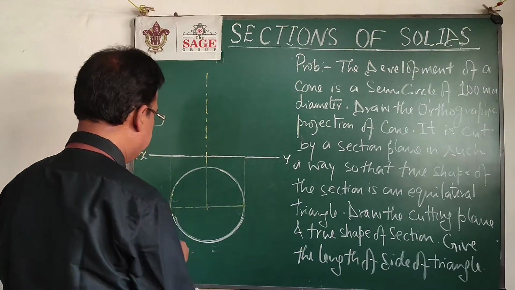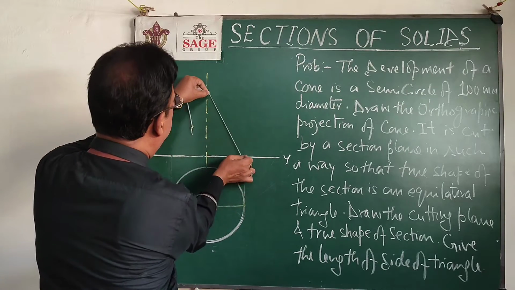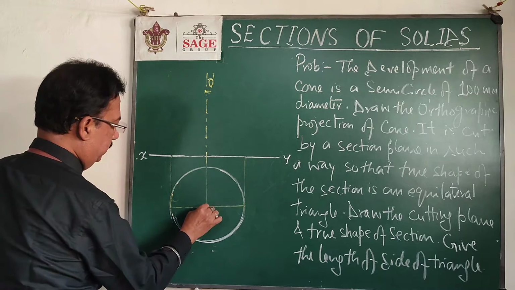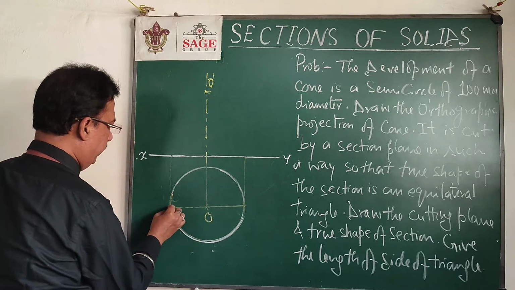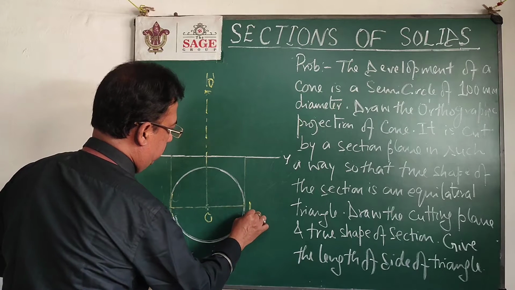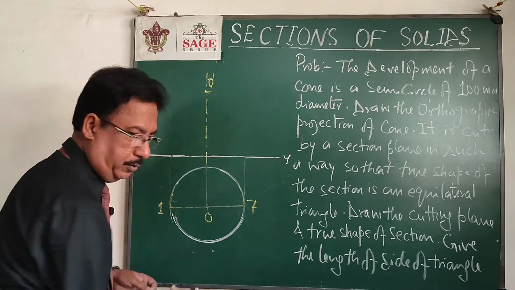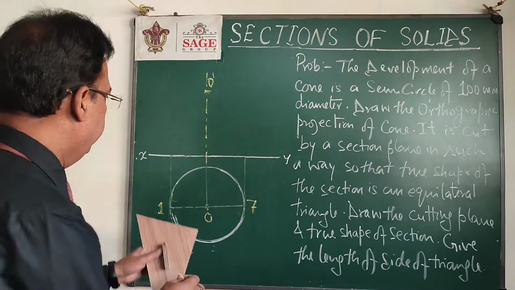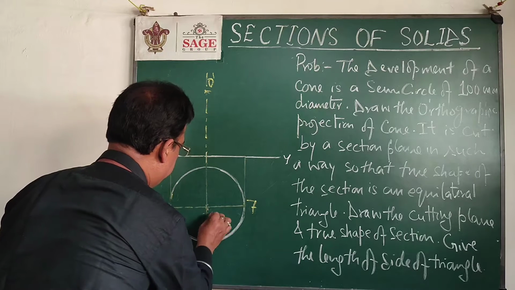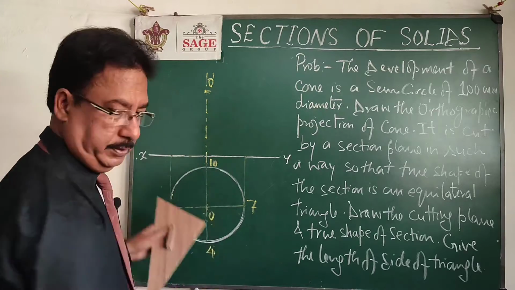Not the height, but this length will be given to me. This will be equal to the length of the generator. So this will be the apex, O dash, and this will be O. Maybe name these two points. This is 1, this is 7, and this lower side will be 4. There is no need actually to divide into 12 parts, but I will normally divide it into 12 parts. So these are the points.